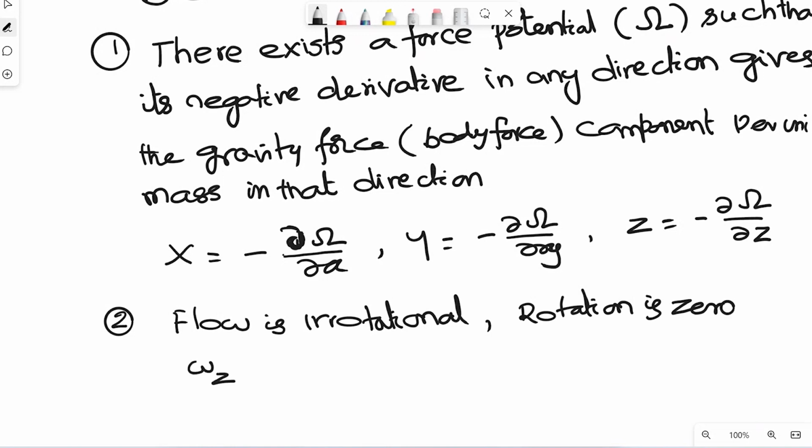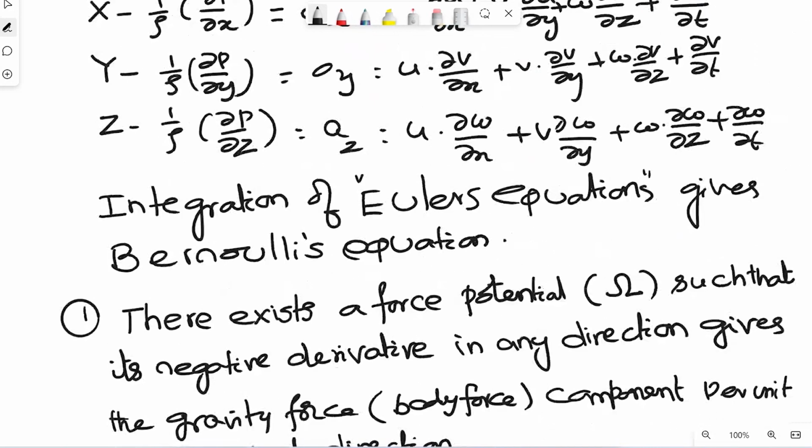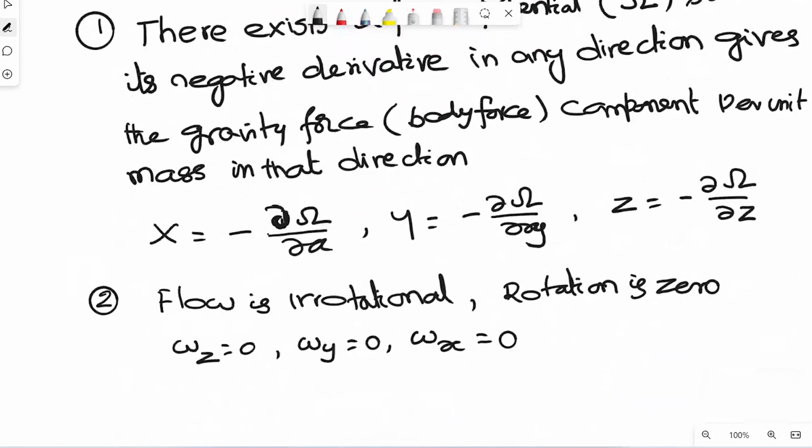Rotation about z-axis is 0, rotation about y-axis is 0, rotation about x-axis is 0. Even if you don't remember these rotation components, kindly remember that what we want to change is ∂u/∂z; we want to replace it with ∂v/∂x.